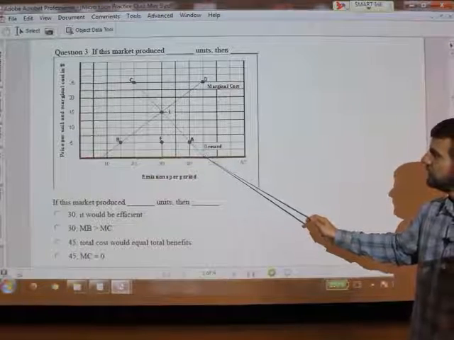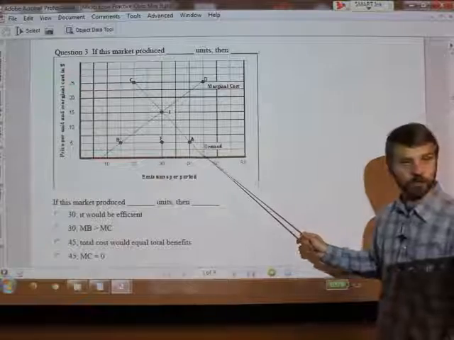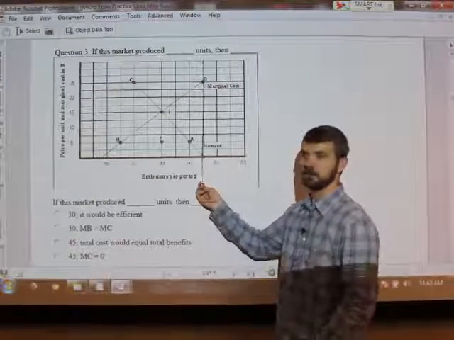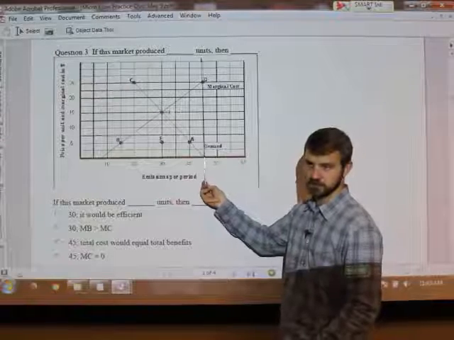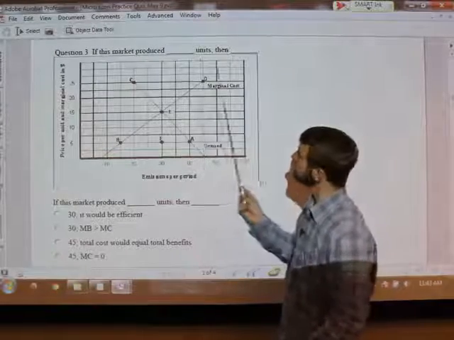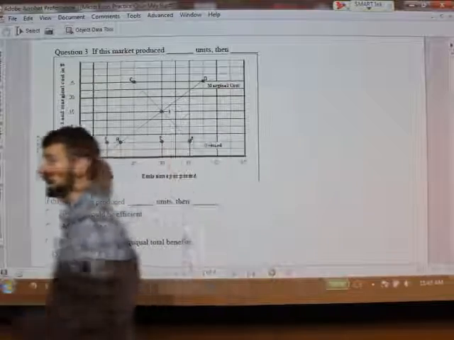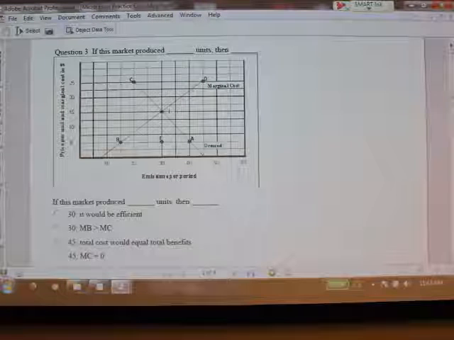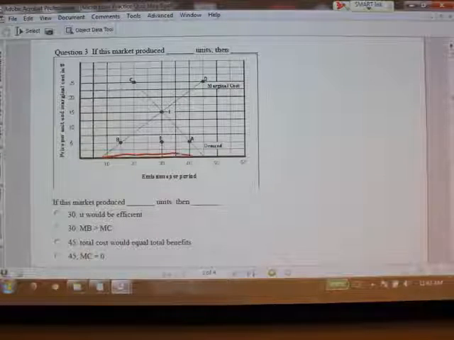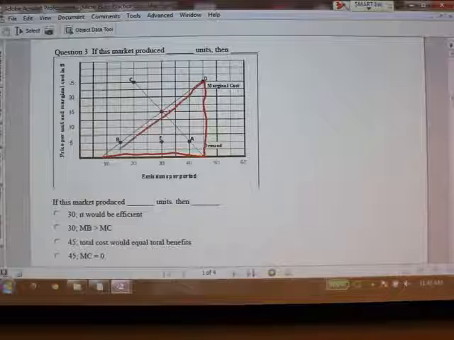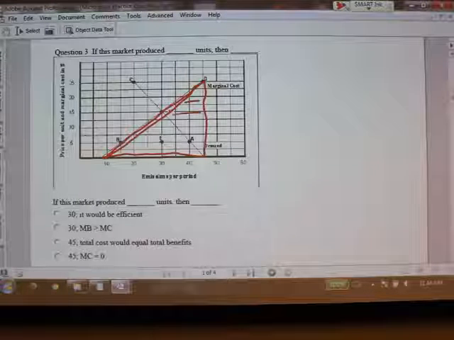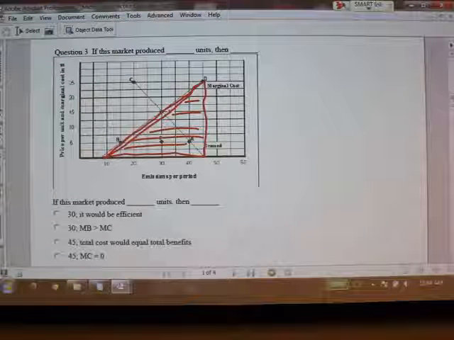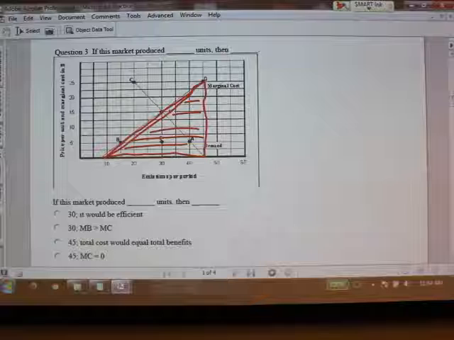So at 45, how would we find total cost? If we have 45 units of emissions. So remember, this is the marginal cost curve. The area under it is total costs. So in other words, here are total costs. These are total costs. What about total benefits? Well, it's the area under the demand curve.